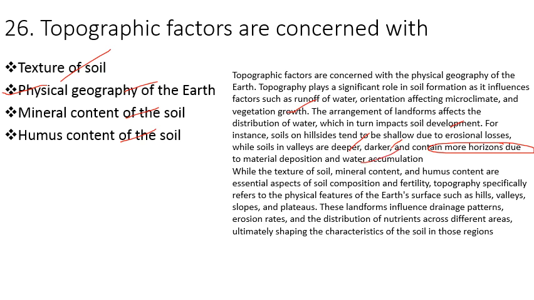While the texture of soil, mineral content, and humus content are essential aspects of soil composition and fertility, topography specifically refers to physical features of the earth's surface such as hills, valleys, slopes, and plateaus. These landforms influence drainage patterns, erosion rates, and distribution of nutrients across different areas, ultimately shaping the characteristics of the soil in those regions. So the right answer of this question is physical geography of the earth.